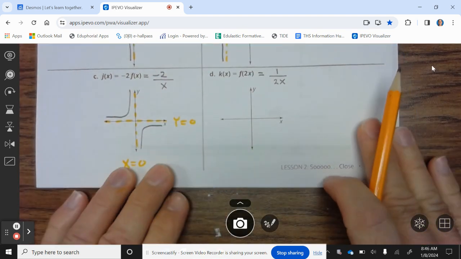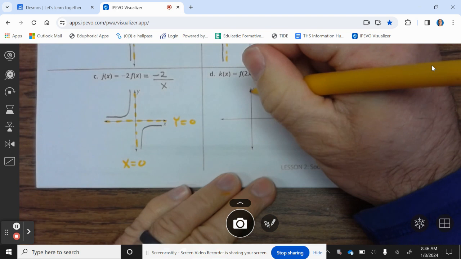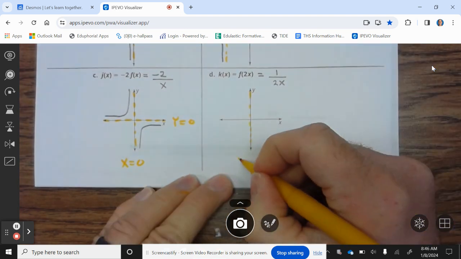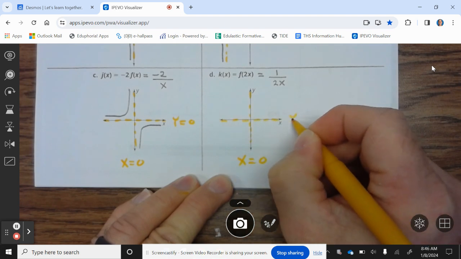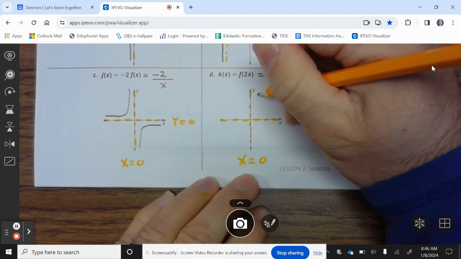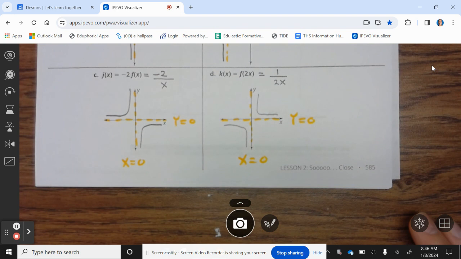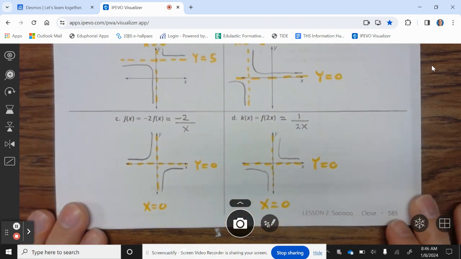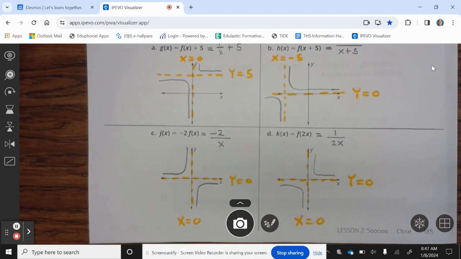All right, D. k of x equals f of 2x, which equals 1 divided by 2x. So our vertical asymptote is at x equals 0, and our horizontal asymptote is at y equals 0. So our function is here and here. All right, go ahead and finish those up. All right, let's take a look at the next page.